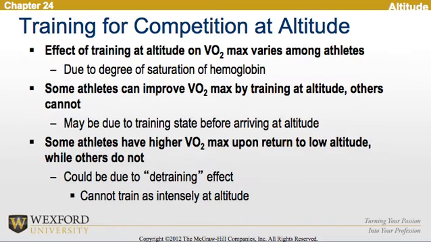Now, training for competition at altitude, we see the effect of training at altitude on VO2 max varies among athletes. This is due to the degree of the saturation of hemoglobin. Some athletes can improve VO2 max by training at altitude, while others cannot. This may be due to the training state before arriving at altitude. In addition, some athletes have a higher VO2 max upon return to low altitude, while others do not. This also could be due to a detraining effect, since they cannot train at as high an intensity at altitude.